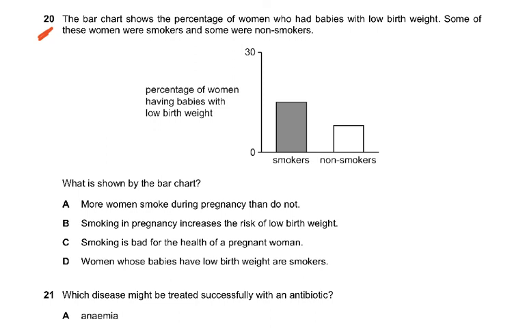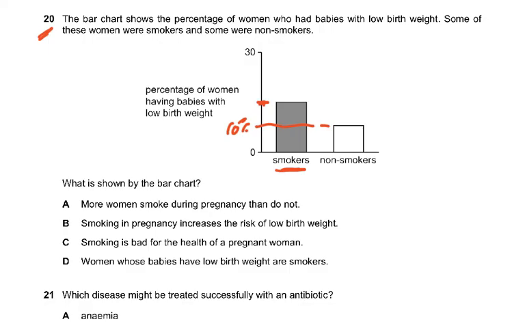Question number 20. I always tell you how to read these questions. The bar chart shows the percentage of women who had babies with low birth weight. Some of these women were smokers and some were non-smokers. Fine. Now, the percentage of women having babies with low birth weight in smokers was nearly, say, 15%, and in non-smokers it was only, say, 10%. So women who were non-smokers also had babies with low birth weight, but the percentage of women having babies with low birth weight was more in the smokers.